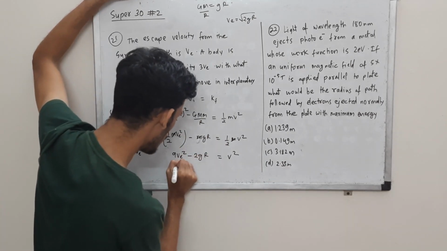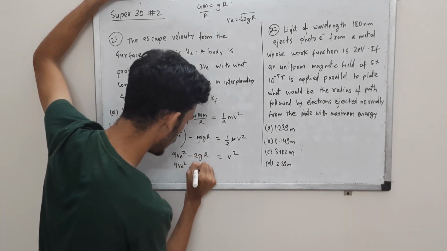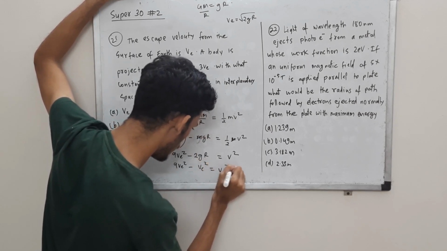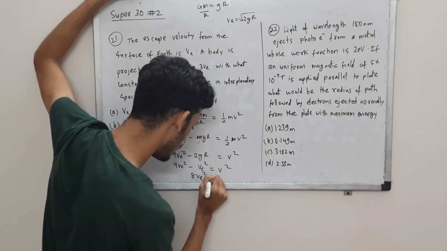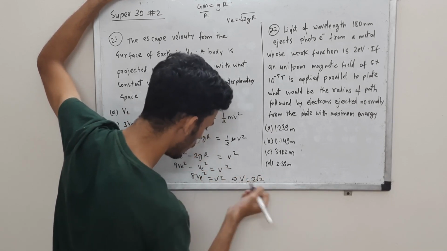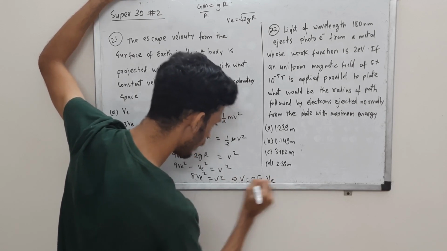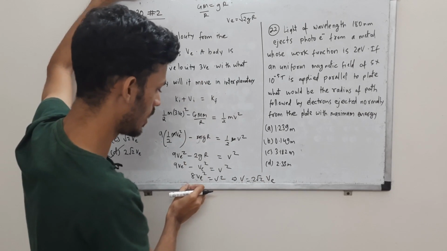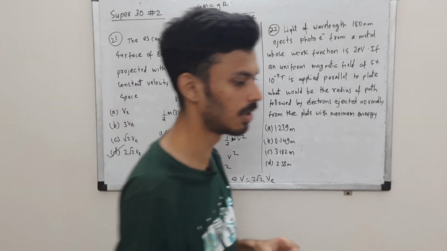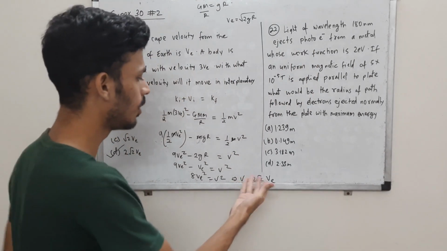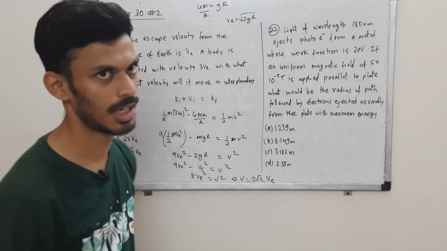Okay. So this is 9 v_e squared minus v_e squared, which is 8 v_e squared, equal to v squared, which means v is root 8, meaning 2 root 2 v_e. Okay, so this is the amount of energy which is left, and using that it can perform the motion. So it will have velocity 2 root 2 times the escape velocity.